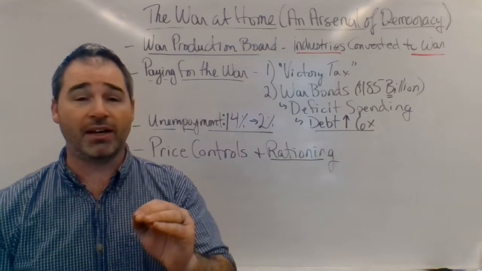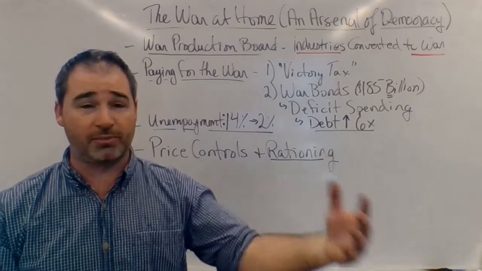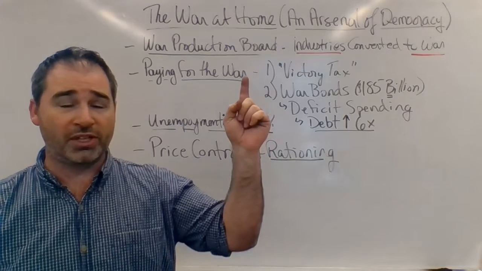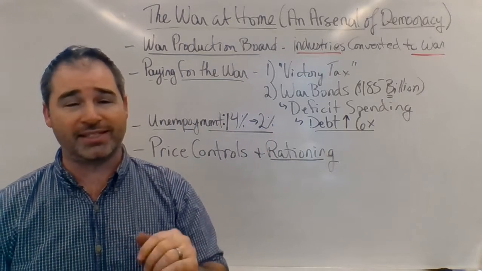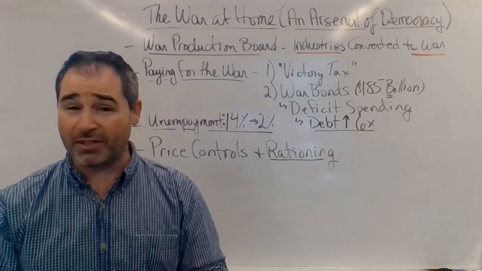In fact, one of the biggest factories of that era was designed for making B-2 bombers, and eventually after the war, it's just going to be given over to the Ford company so that they can make cars. So the War Production Board was turning everything commercial-based in the society, or at least most of it, into production for the war machine. Now, how are they going to pay for all that?